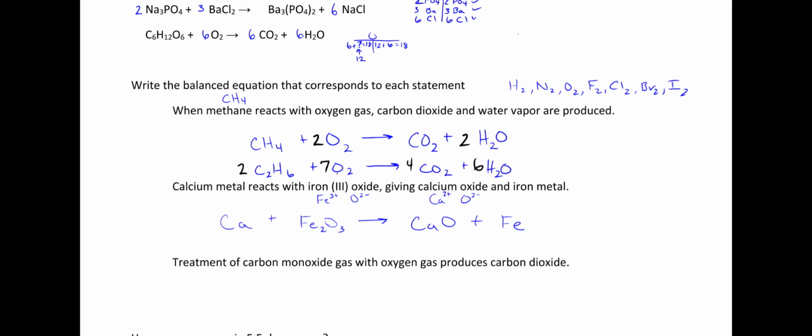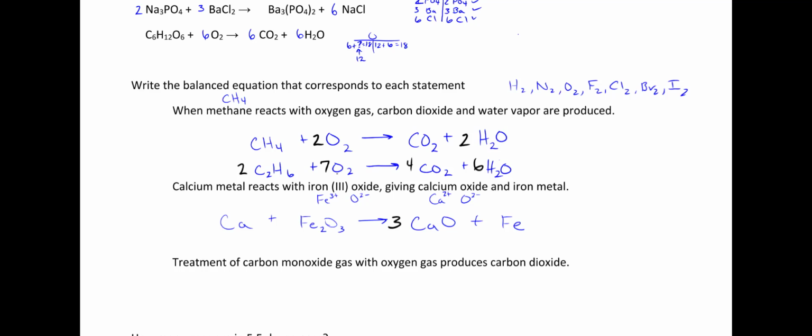Who do I want to balance last? Well, calcium or iron, because they're by themselves, which means that I want to first balance oxygen. So I've got 3 oxygens on the left. I have only 1 on the right. So let's put a 3 here. And that will fix oxygen.